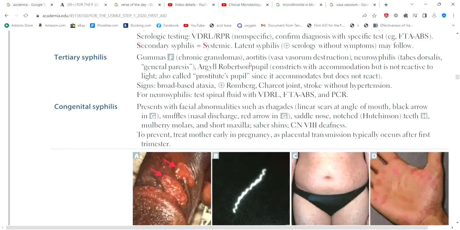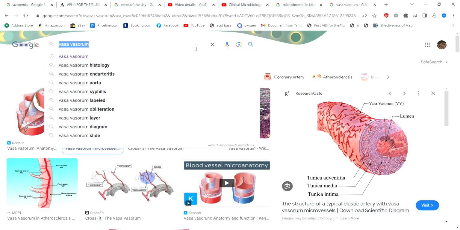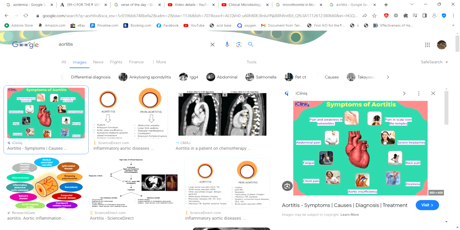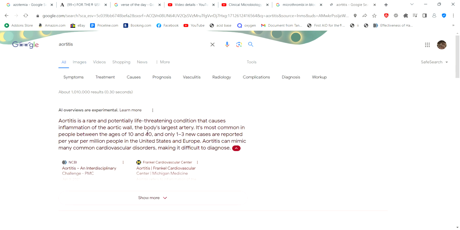So that's why you get aortitis. Aortitis is the inflammation of the aorta.